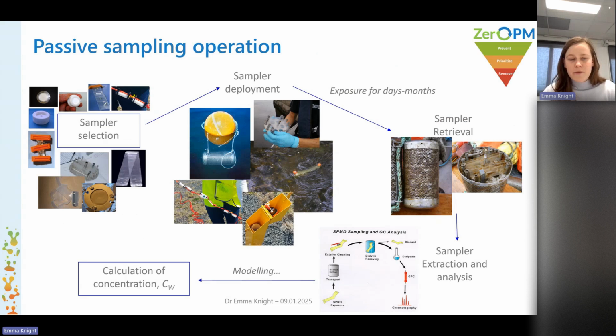So the operation of the sampler is we'll pick which sampler we want based on what we need, deploy it into our environment, whether that's groundwater, sea, surface water, treatment plants, expose for days, weeks, months, and then we get the sampler back, which often doesn't look the same as when we deployed it. The samplers then will be extracted and analyzed, and then we'll model the mass accumulated to calculate back the concentration that was in the water at the time of sampling.